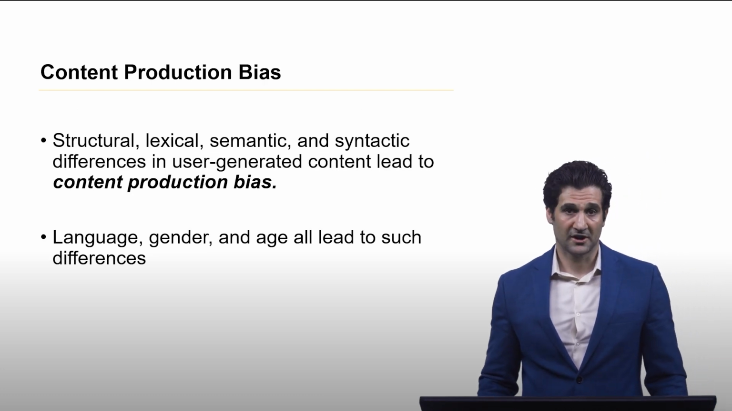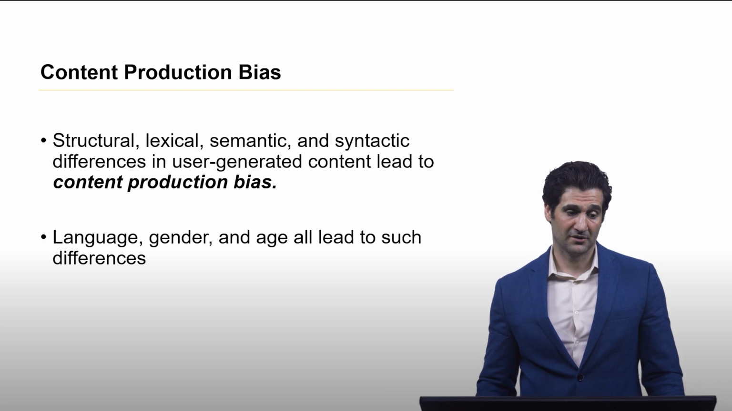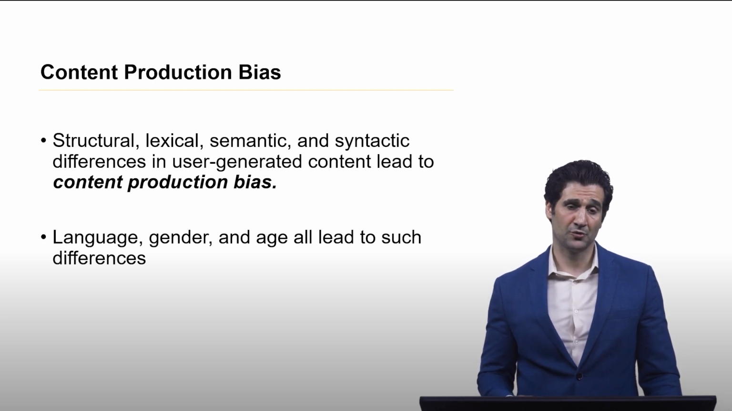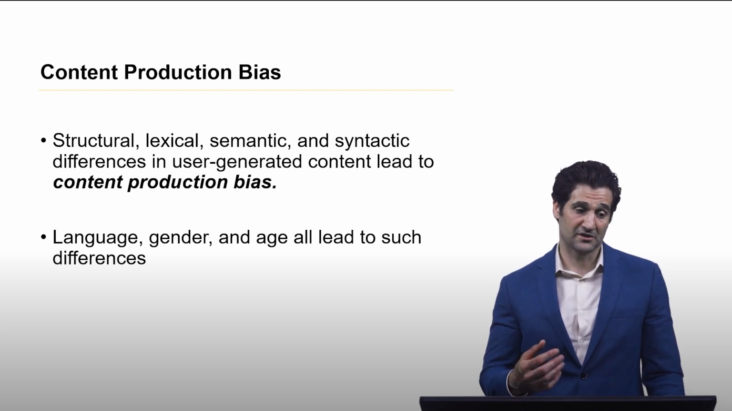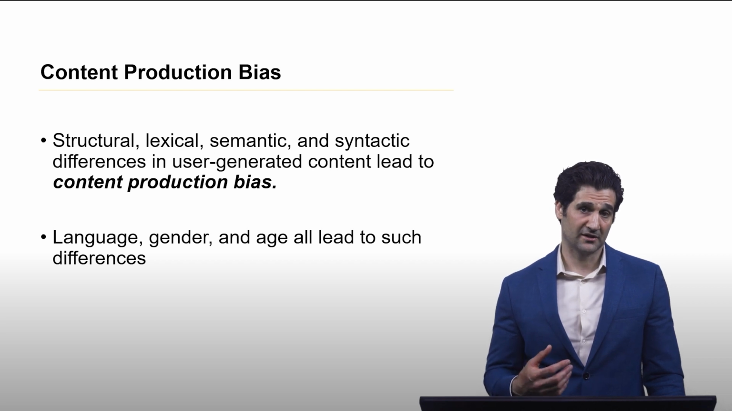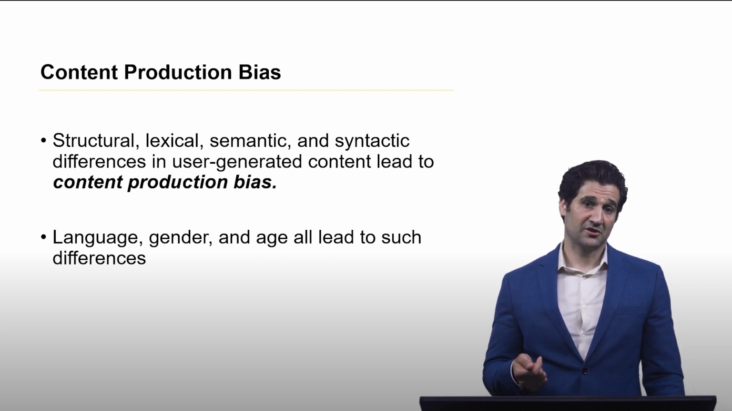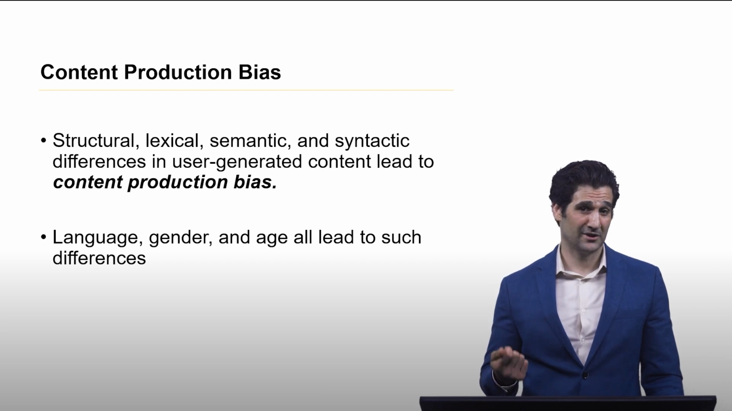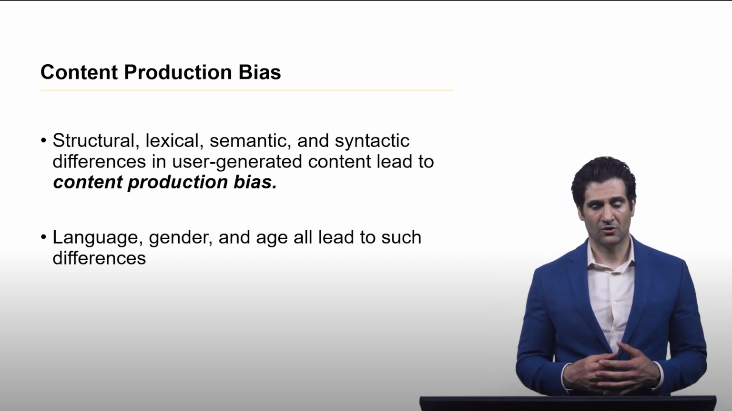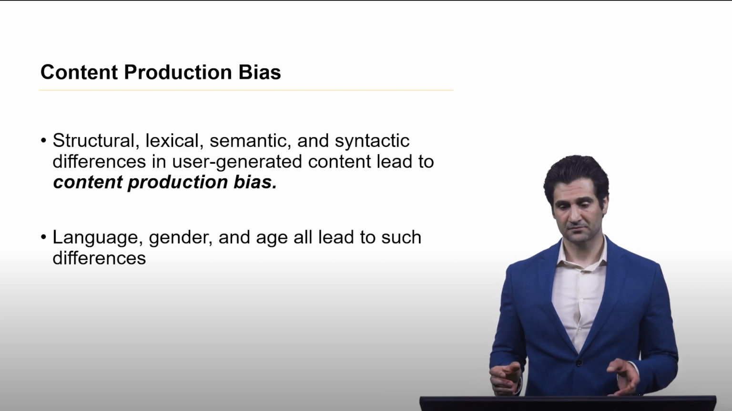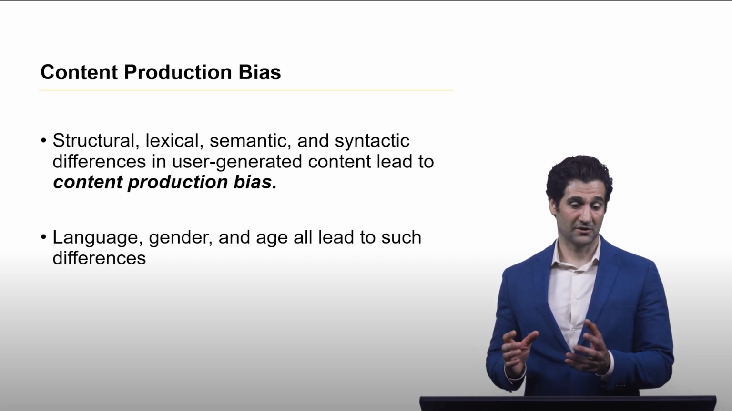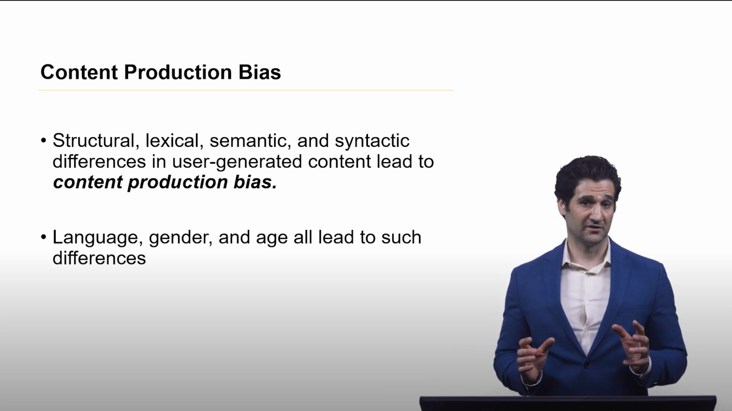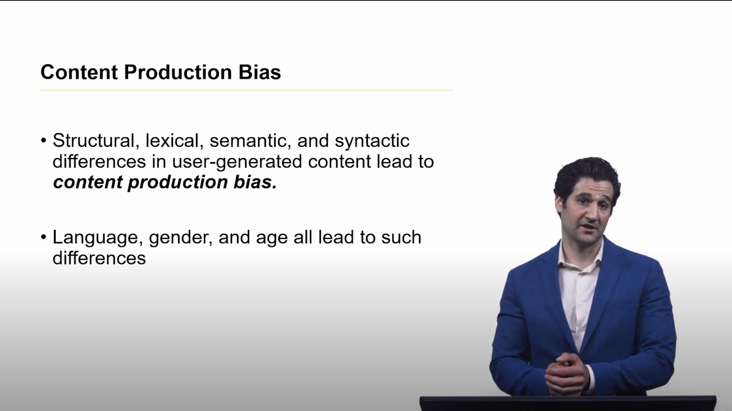Next is content production bias. This is the idea that people who produce content, things like tweets and videos online, have certain characteristics related to their demographics, particularly language and age, that cause major differences, not only for them as individuals, but in the audience that they're trying to communicate to.